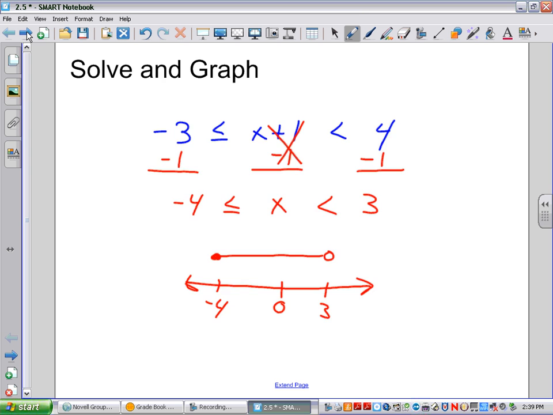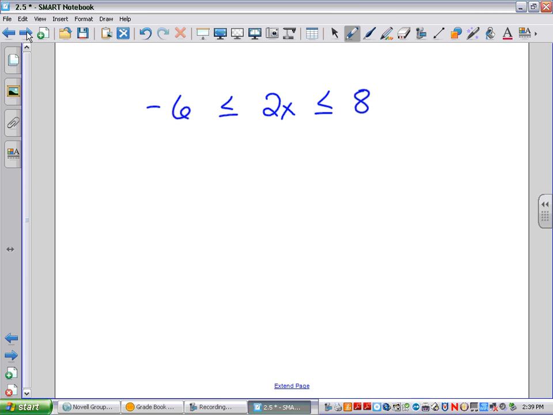Let's try another one. In this one, I see the two inequality signs, and I see a 2x in the middle. Well, how do I get rid of that 2? And that is divide by 2. So I must divide everything by 2. This allows me to mark those 2's out. So I would get negative 3 less than or equal to x is less than or equal to 4. In other words, x is between negative 3 and positive 4.